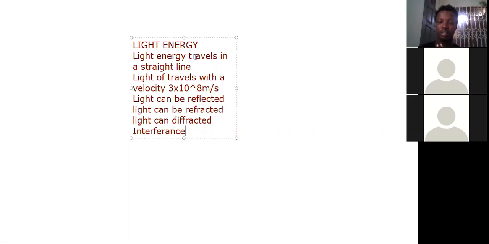Now we are saying that light energy can be reflected. So here we are going to talk about a principle called reflection of light, the bouncing of light when it hits a smooth surface. We can also talk about the refraction of light, the bending of light energy when it moves from one medium to another medium of different densities. We are going to talk about refractive index and all these topics.